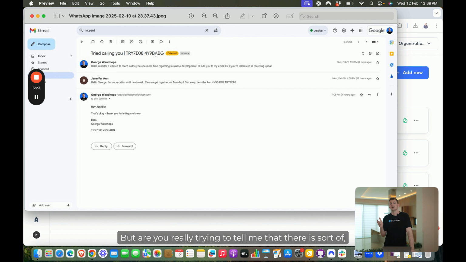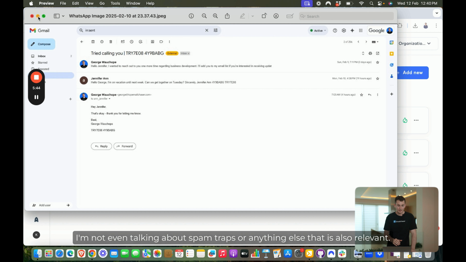But are you really trying to tell me that there are maybe dozens of highly paid, smart engineers at Google and Microsoft whose entire job is detecting this kind of stuff, and they can't detect this? This is so easy, so obvious. And this is just one example. I could go on all day about why it's probably extremely easy for them to detect this. I'm not even talking about spam traps or anything else that is also relevant.